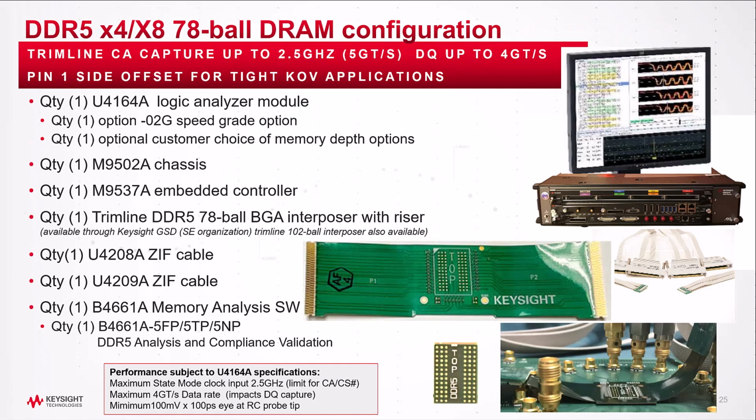There's a trimline version which has the pin 1 offset in the keep out volume. This is for systems where the DRAM is located tight up against the controller and may not have enough room for the W5643A keep out. The configuration is the same as for the W5643A. The actual software configuration that gets loaded will be slightly different.